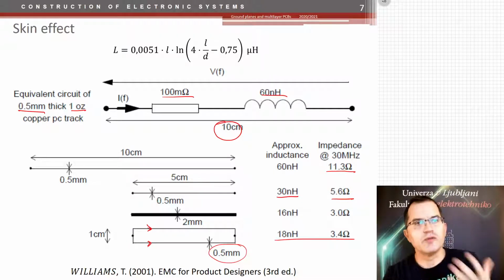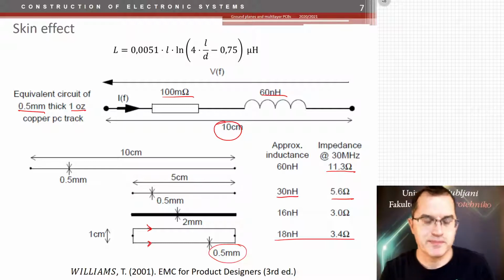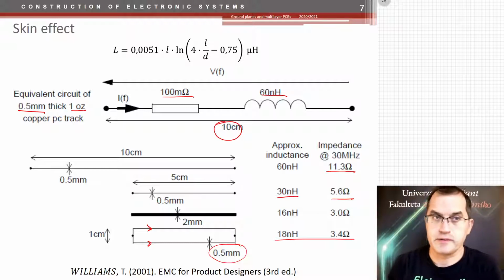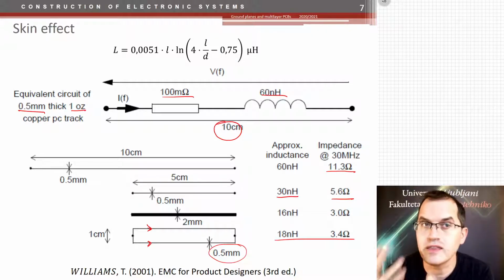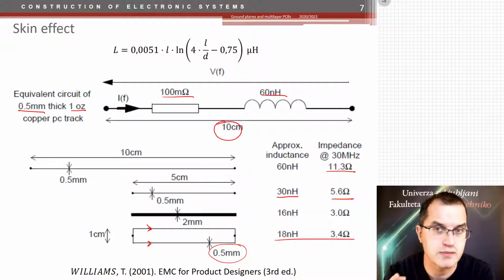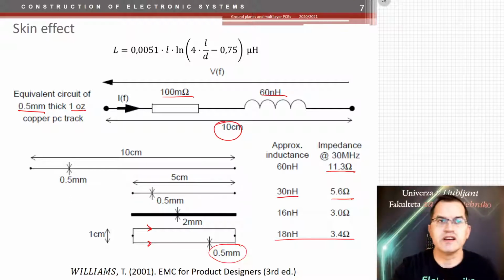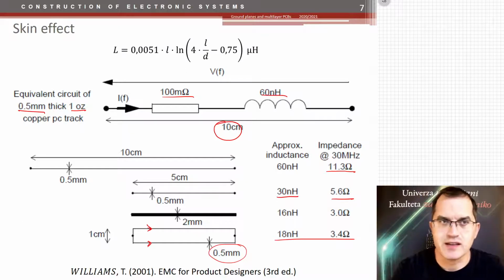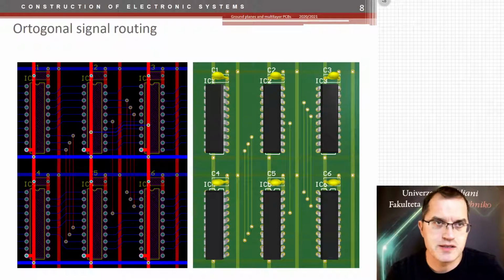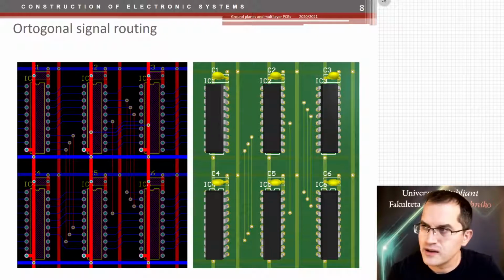Okay, let's go now to some PCB design. We know that we have skin effect, we know that currents tend to run in loops, and of course they tend to form the smallest loops possible. And we will start with 30 or 40 year old PCB designs: 2-layer PCBs with digital integrated circuits.